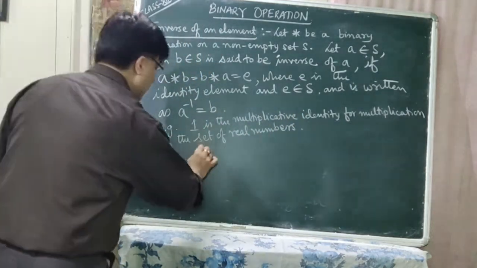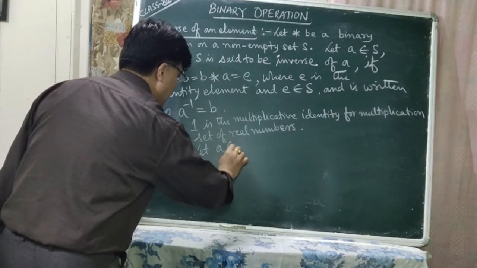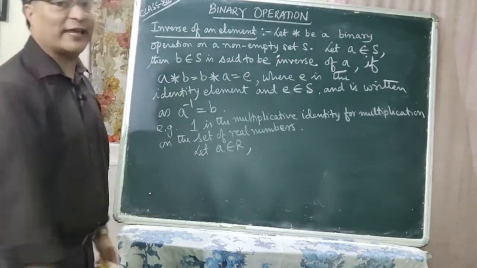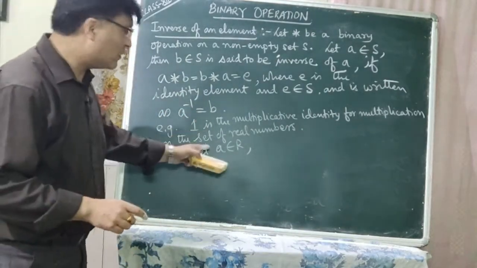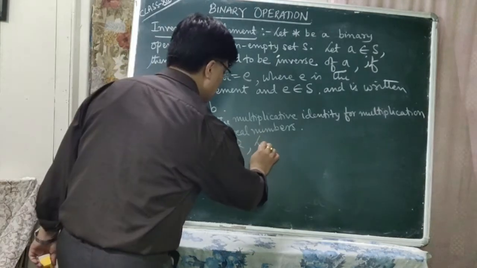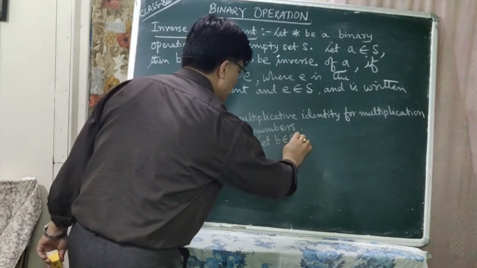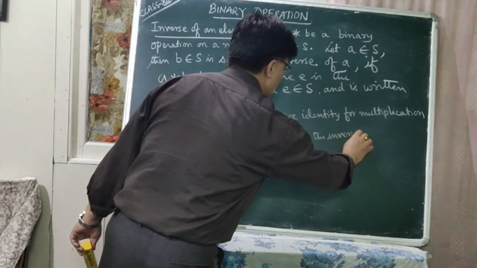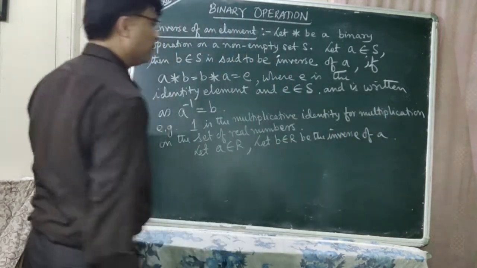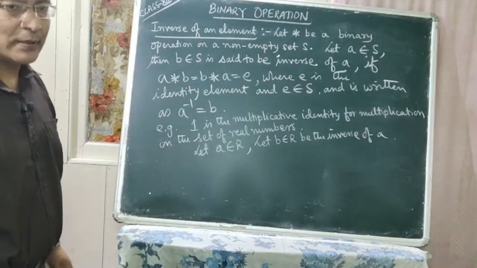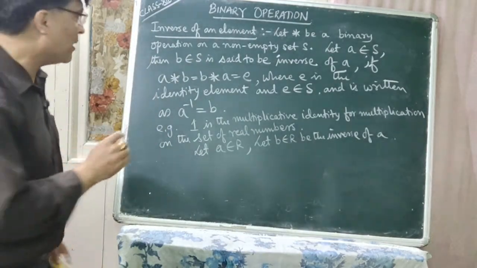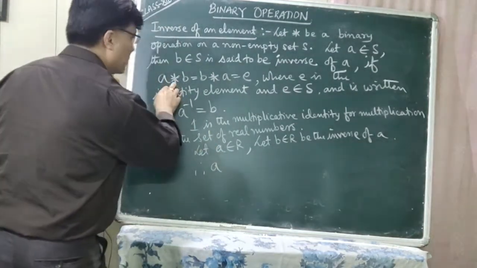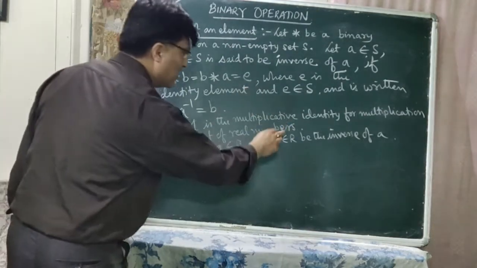Okay. So now let A belong to the set of real numbers. Now let us find out the inverse of A. Let B, belonging to the real numbers, be the inverse of A. Now let us find out the value for B. That is, B is the inverse of A. So how can you write it here? Here the operation is multiplication, and here B is the inverse of A.